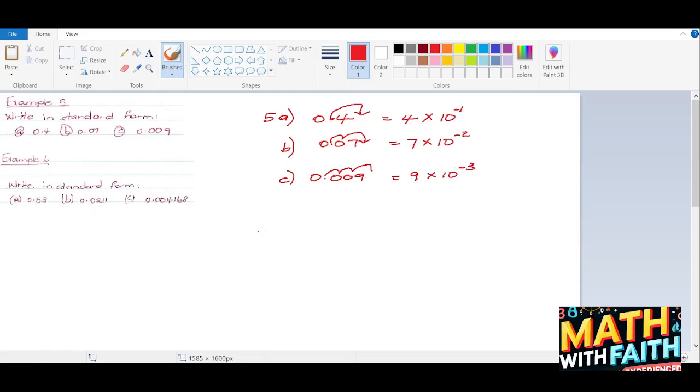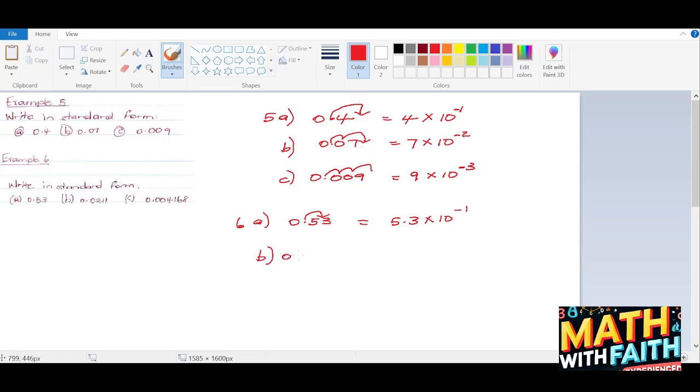All right, let's look at example 6. So we have some more digits, more than just 1, right? So 0.53. Remember it's only 1 digit in front of the point that we want, right? So it's just once we are going to move this. So this will be 5.3 multiplied by 10, and we moved it to the right, so it's to the negative 1.